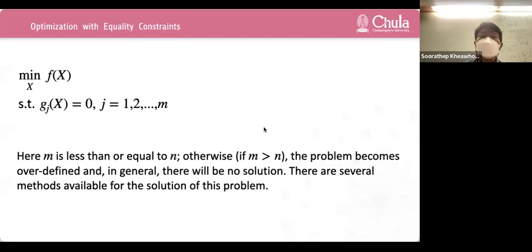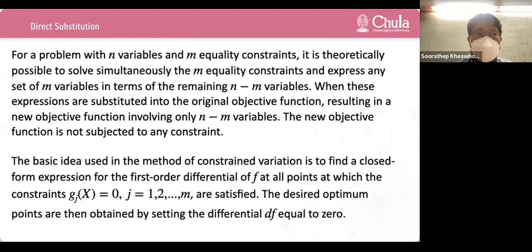Okay, then we move to optimization with equality constraint. The first method is direct substitution. For direct substitution, it's easy when you have a constraint which is an explicit function.